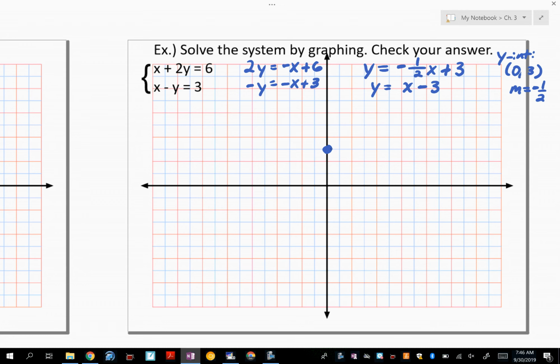All right. Now the slope is negative 1/2. So I'm always going to go up. So I'm going up 1, and because it's a negative, I'm going to the left 2. So up 1, left 2, and I'm putting a point. Okay, so if I'm going up 1, left 2, to go the other way, I'm going down 1 and right 2. And then use that ruler.